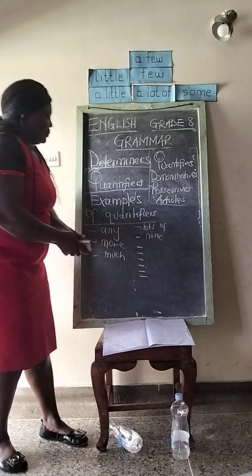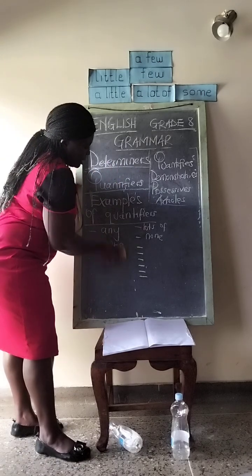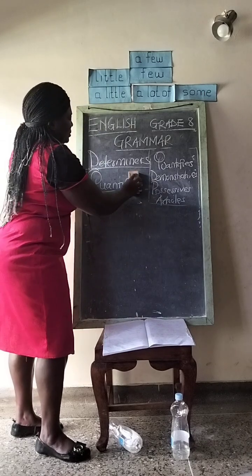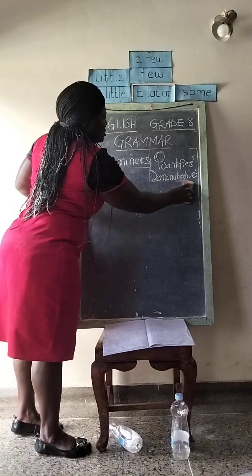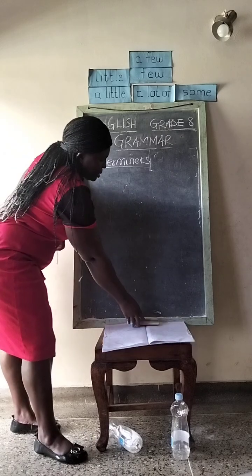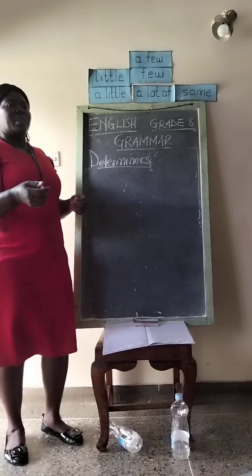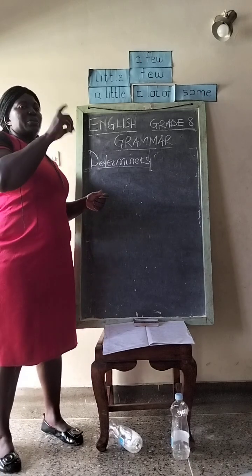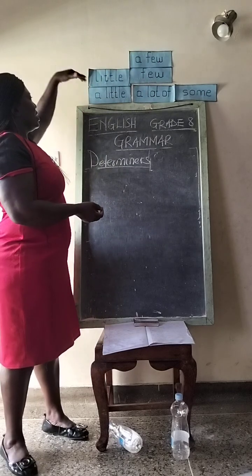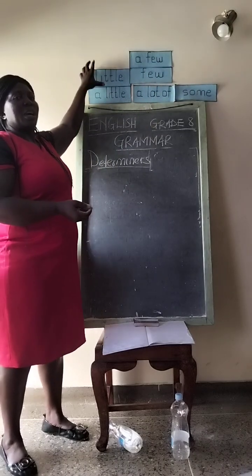Now, let us see how we can use these quantifiers in a sentence correctly. Remember, with nouns we have countable nouns, the nouns you can easily count. For example, the flashcards I have here, you can easily count them. For example, I have 1, 2, 3, 4, 5, 6. So these are called countable nouns.